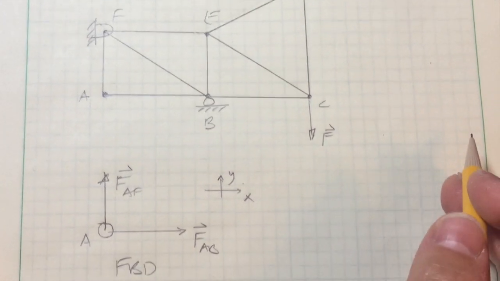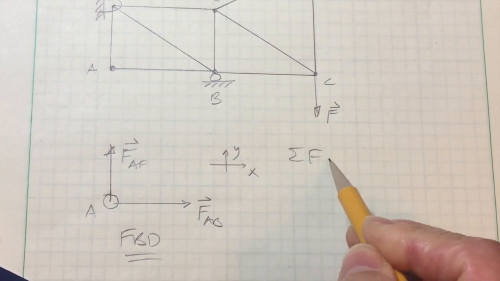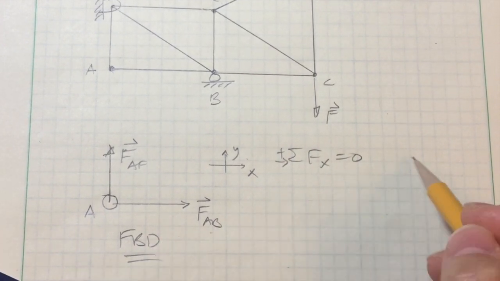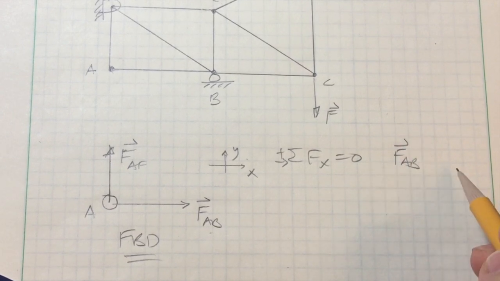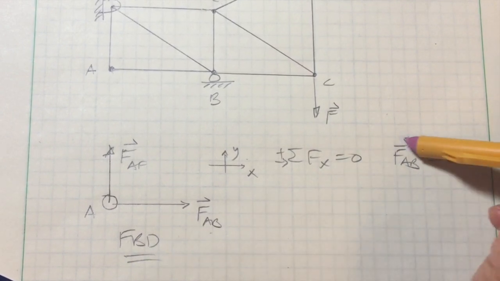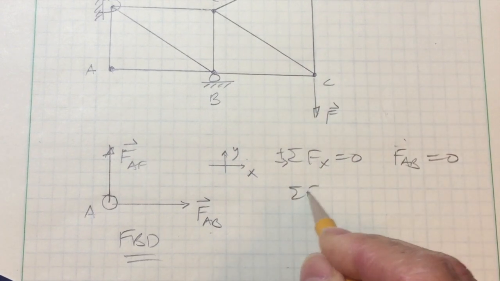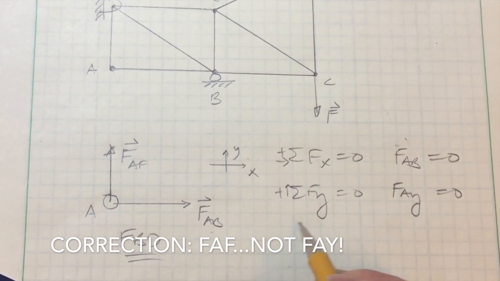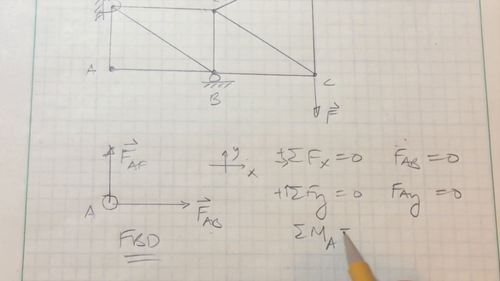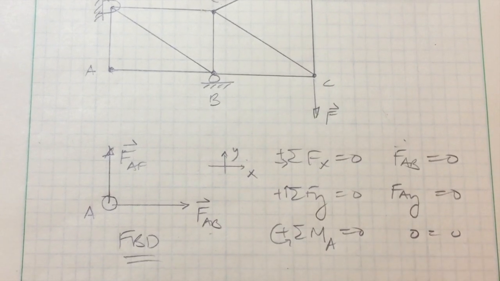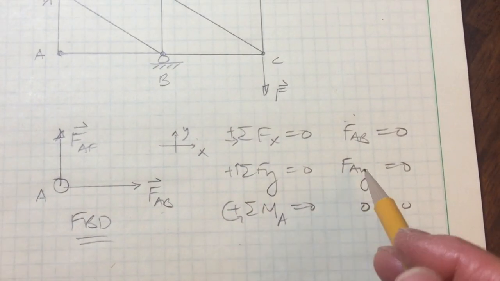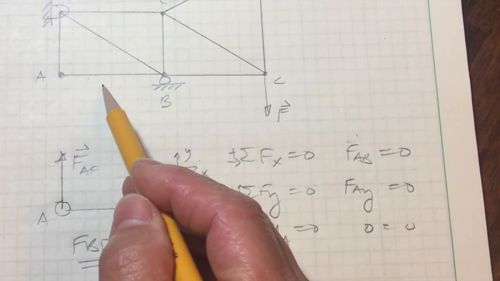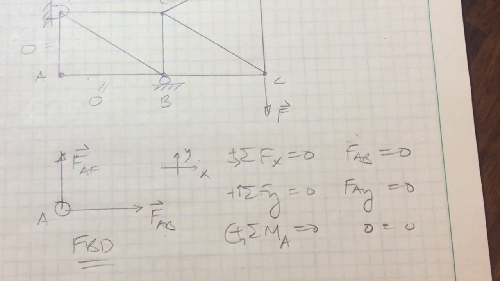With that free body diagram, I should be able to apply my equations of equilibrium. Therefore, I have F_AB, there's no other X force, so that's equal to 0. And the sum of the forces in the Y, that's F_AF, is equal to 0. And the sum of the moments about point A is equal to 0. That's trivial. So what I've shown you is that members AB and AF actually have no loading on them.